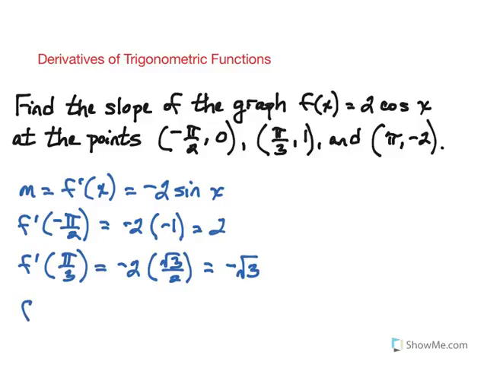Now let's see what happens at pi. So we have negative 2. Now we need to think of the sine of pi, which is 0. So that's coming out 0. So think about what that tells us. That tells us there's going to be a horizontal tangent there.